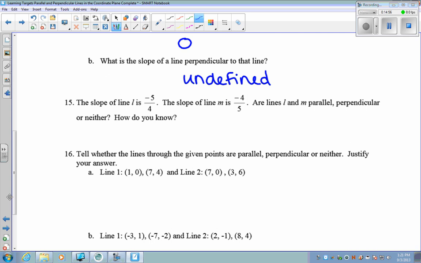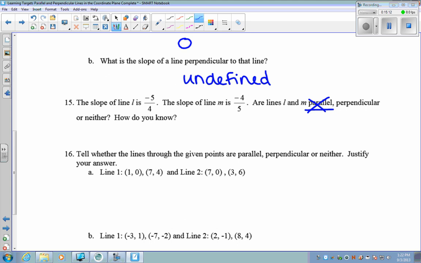Okay, so here's what we have to decide. First of all, easiest thing, take a look. Are they parallel? Are the two slopes the same? No, negative 5/4 is not the same thing as negative 4/5. They are not in the same order, so it's not parallel.